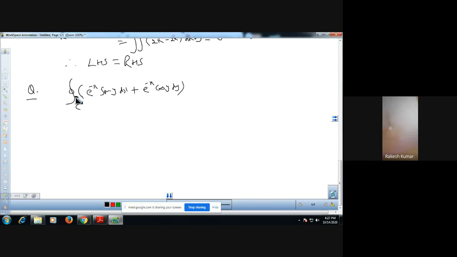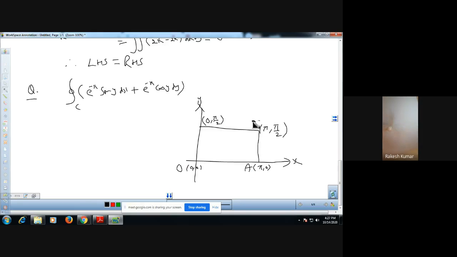This is what we have to evaluate, where C is the rectangle with the vertices. This is the rectangle given to x axis, y axis, and the coordinates are 0, 0. This is pi, 0. This is pi and pi by 2. This is 0 and pi by 2. So these are the coordinates of the rectangle OABC moving in anti-clockwise direction.